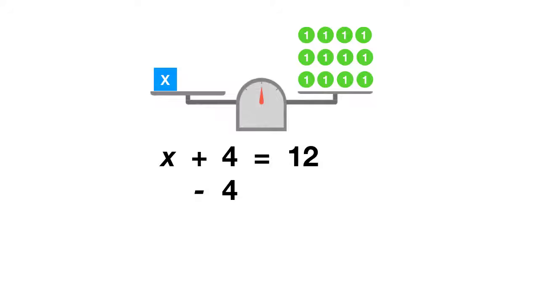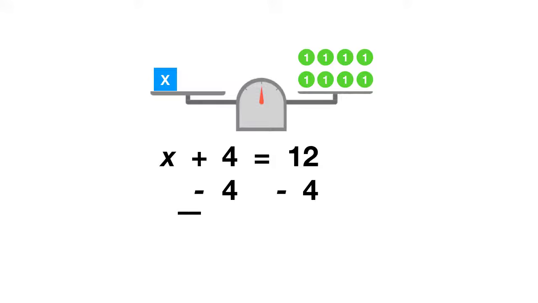If I take 4 away from one side of the scale, my scale would no longer be balanced. Whenever I do something to one side of an equation, I have to do the same thing to the other side. So on the right side, I'll also take away 4, or subtract 4.